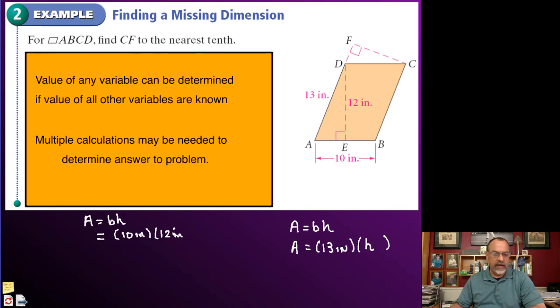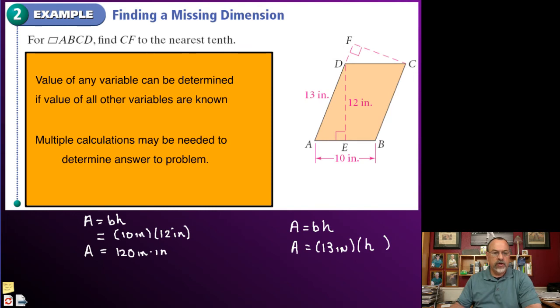Oops, that looks more like an M. Let me fix that. A height of 12 inches. If I multiply those together, I get an A value of 120 inches times inches, or inches squared. And I wrote inches times inches because I want to show you how this will help us determine the correct units when I'm trying to determine H.